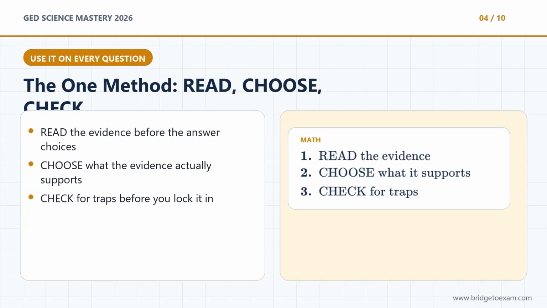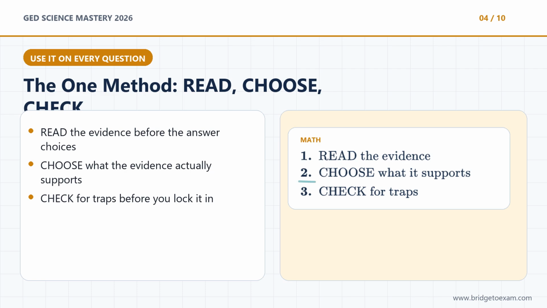Here is the heart of the whole course. Almost every GED science question hands you something to look at: a short passage, a table, a graph, or a diagram, and then asks, what does this actually show? So you will use the same 3 steps every time. Step 1. Read the evidence first, before you even look at the answer choices. Notice the title, the labels, the units, and any trend.